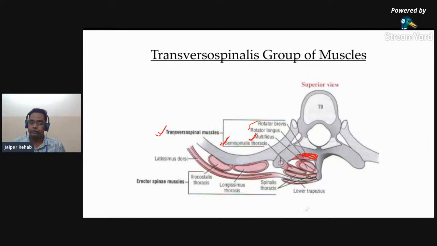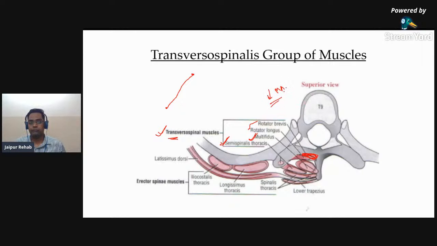Transversospinalis muscles have been given this name because they start from one transverse process and get attached onto the spinous process of one or two segments above, or the alternate segments above. All right, these muscles help in segmental rotation, and obviously, yes, they also help in segmental stabilization because they have lesser momentum.